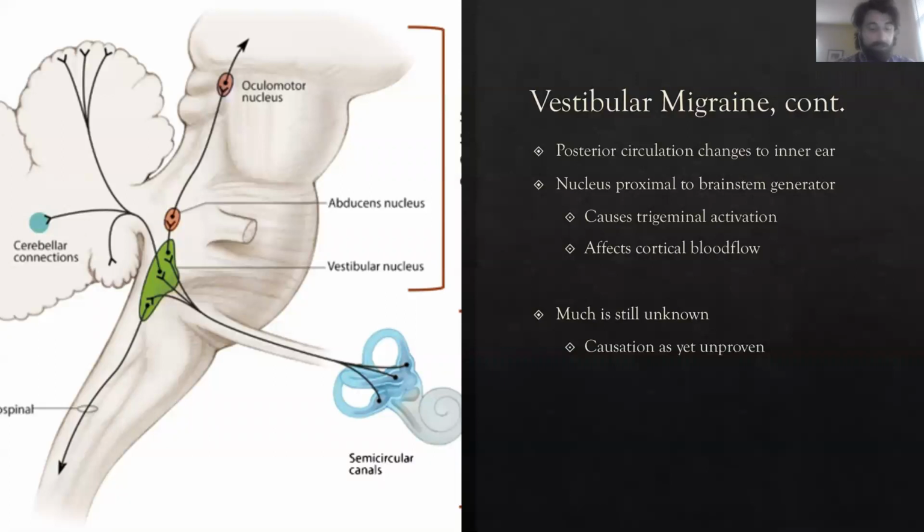The vestibular nucleus, which we all know is a bundle of nerve cells in the central nervous system, is proximal to the brainstem generator, as we can see in this picture. So, when vestibular hypofunction occurs, it activates the trigeminal pathway and its blood flow, causing migraine. Honestly, as with many inner ear and vestibular pathologies, there is more that we don't know than that we do know. This is more or less a good working hypothesis than a proven issue.